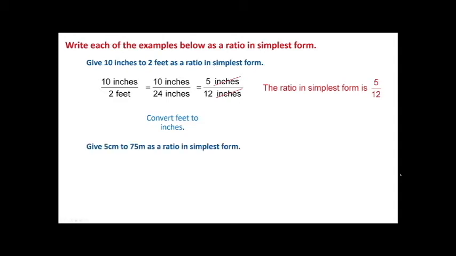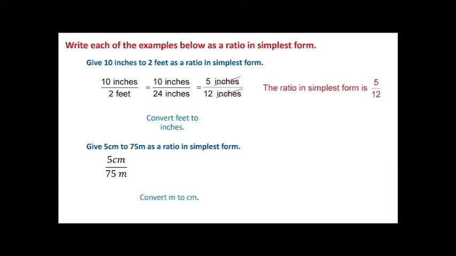Here's another one for you. Give 5 centimeters to 75 meters as a ratio in simplest form. Again, pause the video, try this on your own, see if you can get it, and then restart the video to see if what you have matches what I have. If you feel pretty confident, you can certainly skim to the end of my explanation and just check the final answer. I set this up as 5 centimeters over 75 meters.